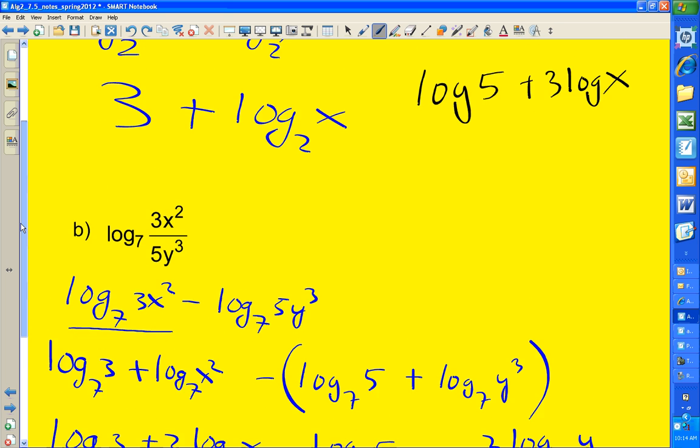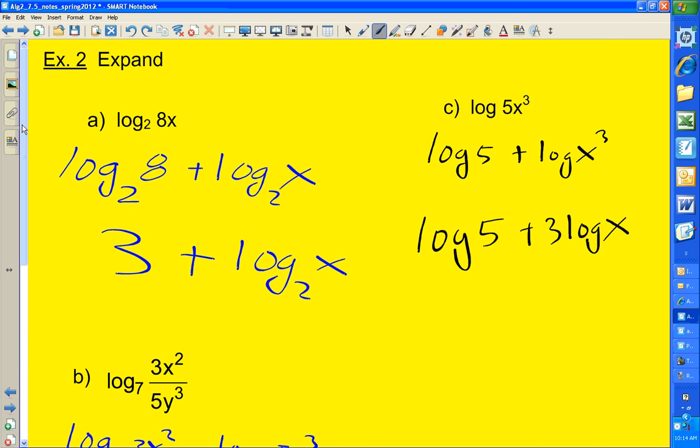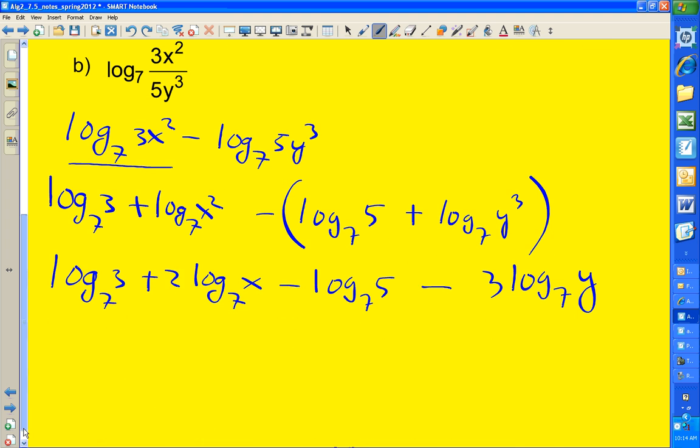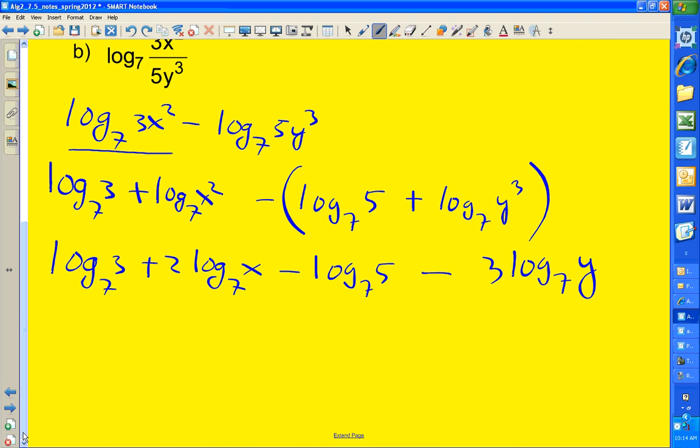The directions for this stuff here are to expand, get rid of products, quotients, and powers. Okay. So in order to expand, this is what it looks like. So when you're finished, you would have the log of one thing only, not a product, not a quotient, not a power.